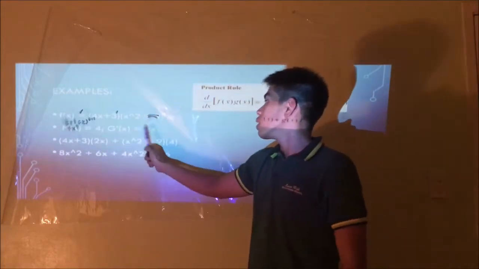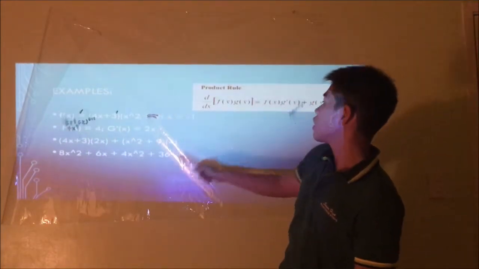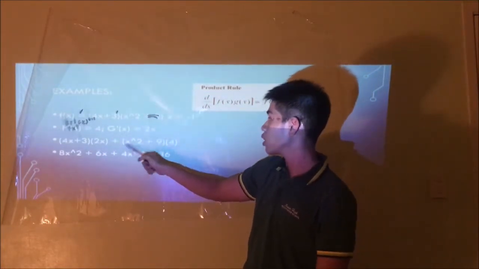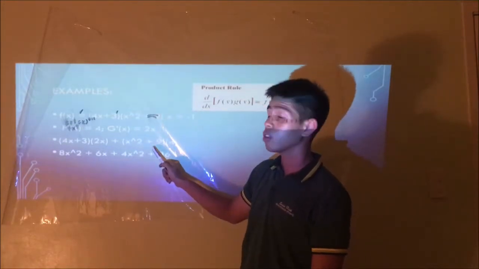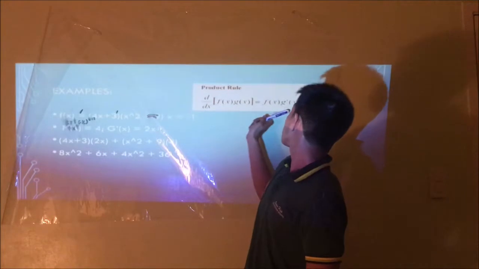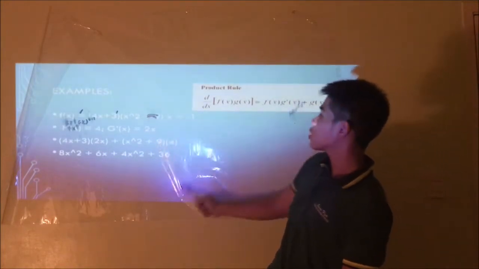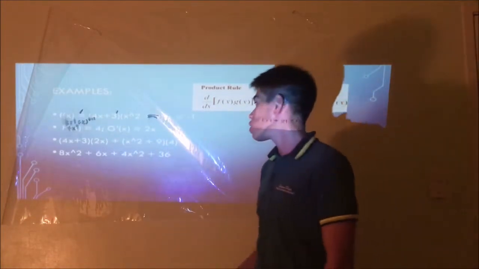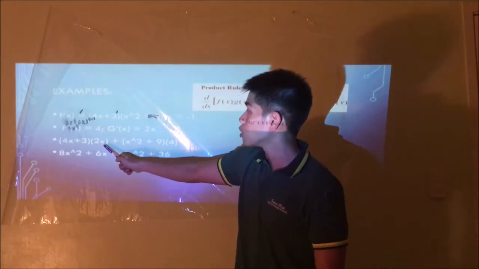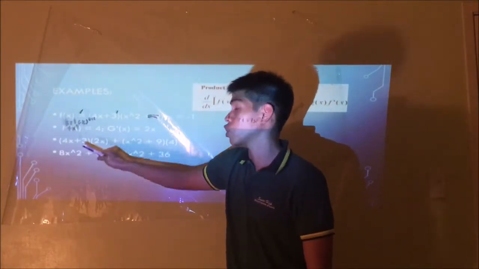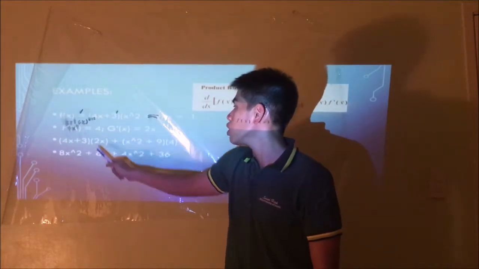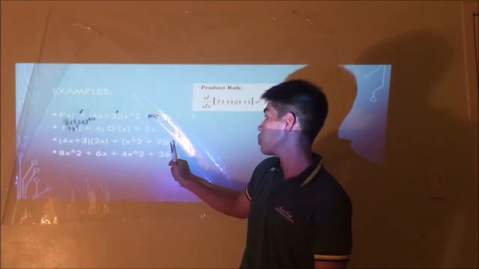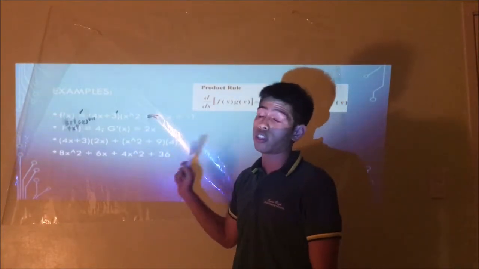getting the primes, next equate f of x, which is 4x plus 3, times g prime of x. What's our g prime of x? 2x. Plus x squared plus 9, which is our g of x, times f prime of x, which is 4. Next, after that, just simply do distribution. So 2x times 4x, that's going to be 8x squared. 2x times 3 is going to be 6x. Plus 4 times x squared, that's going to be 4x squared. 4 times 9 is going to be 36.